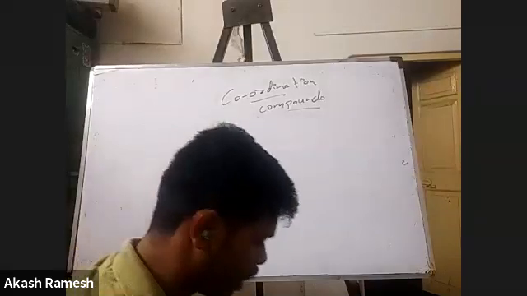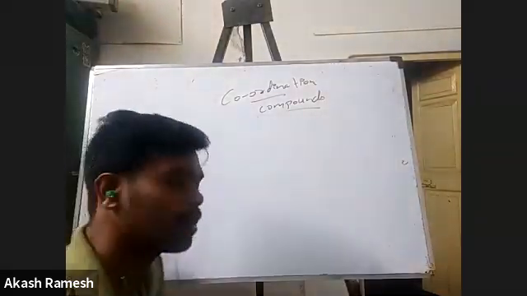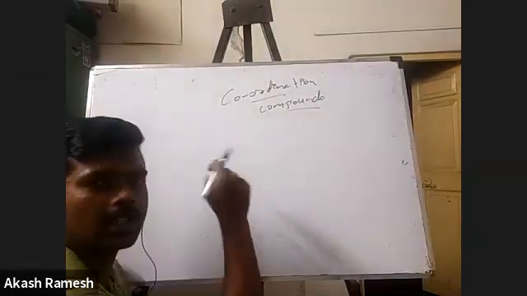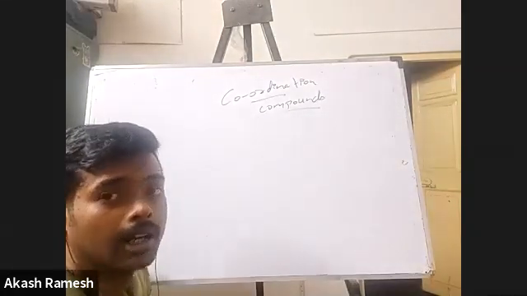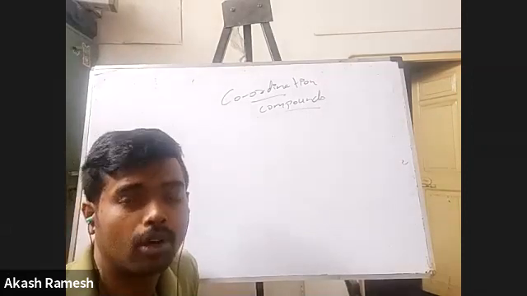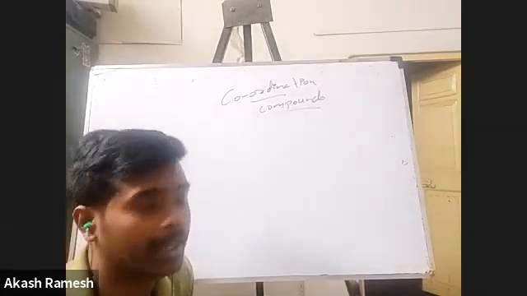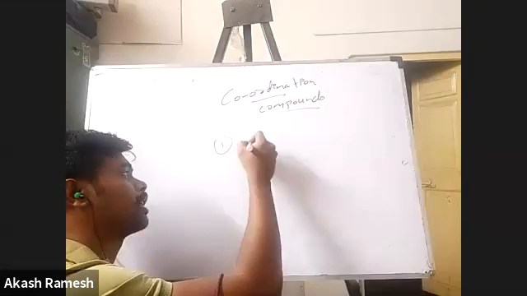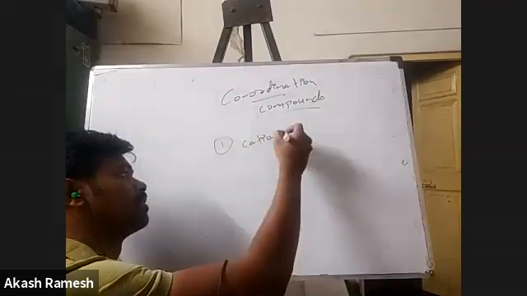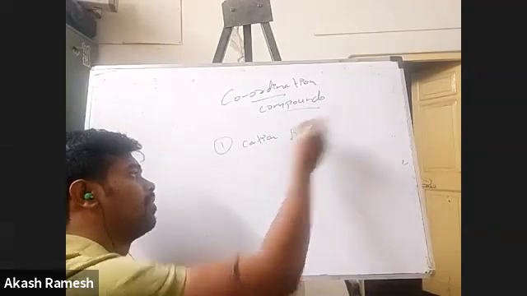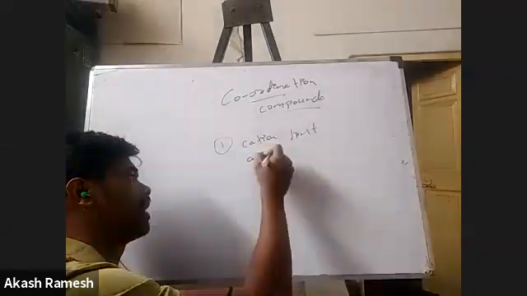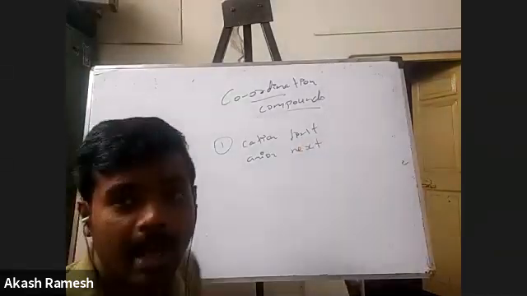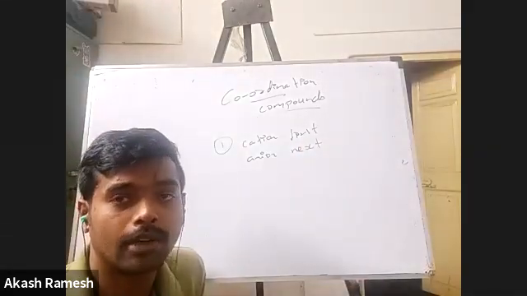Next, we'll directly go for IUPAC naming, right? For IUPAC naming, you follow whatever rules you follow for naming normal compounds. The first thing is that you will always have to name the cation first, and then only the anion. You have to name the cation first, and then only you go for the anion.